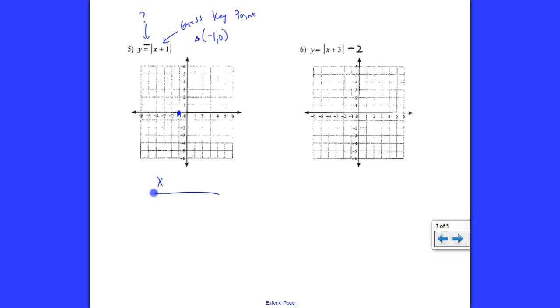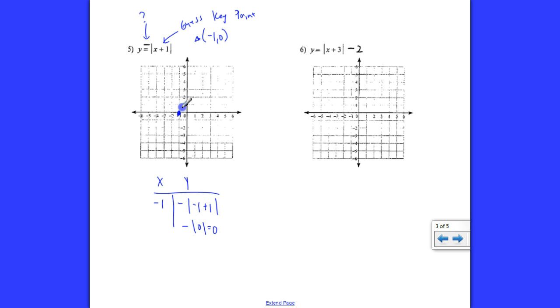I have x, y, and I want to guess (-1, 0) as the key point, but we need to test it. Now, we do have this negative sign outside here. Let's watch what happens with that. We have x is negative 1 plus 1. So that would be the opposite of the absolute value of 0, which is 0. Yay, I was right. So that is the key point.